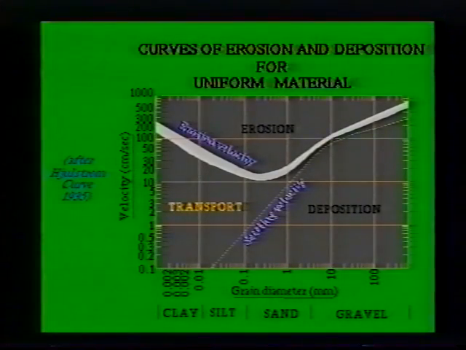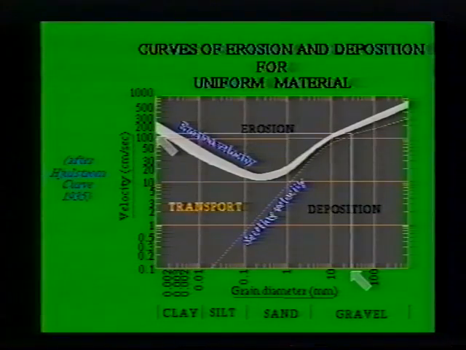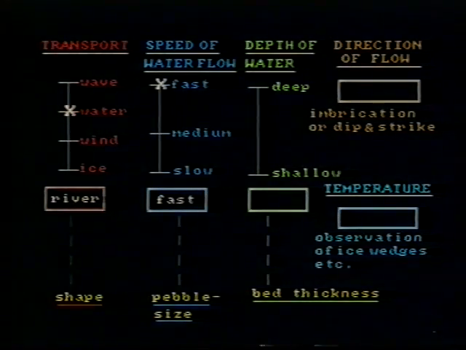Once we know the measurement of the B-axis, our pebble was 30 millimetres, you can find the river speed or velocity by using the Hjulström curve. Find the measurement along the bottom axis. Draw a line up to the settling velocity and across to the left-hand axis. Our river was flowing about 100 centimetres a second, so it was fast flowing. Fill that in under the speed of water flow heading.